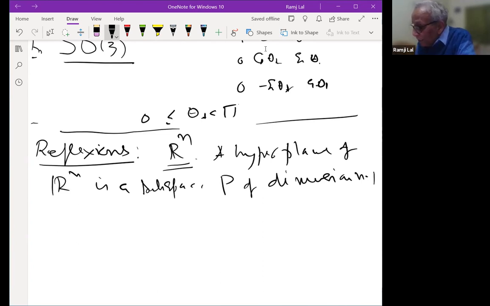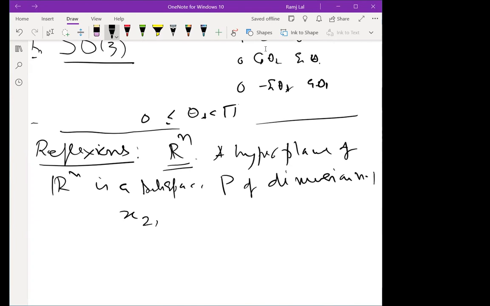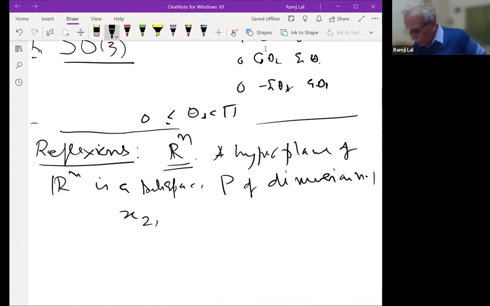So it has a basis x2, x3, xn. So take an orthonormal basis. In Rn, you can always choose axes which are orthonormal. So choose x2, xn to be orthonormal, and this you can embed into an orthonormal basis of Rn.